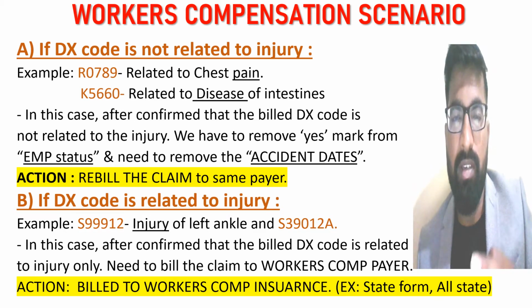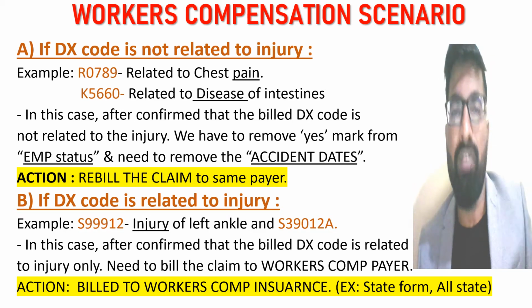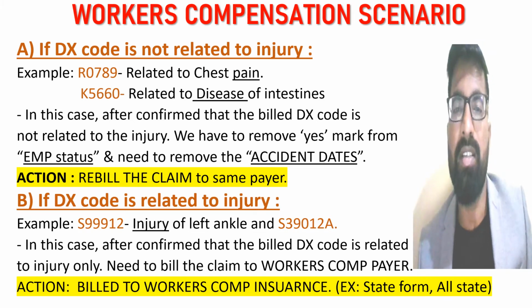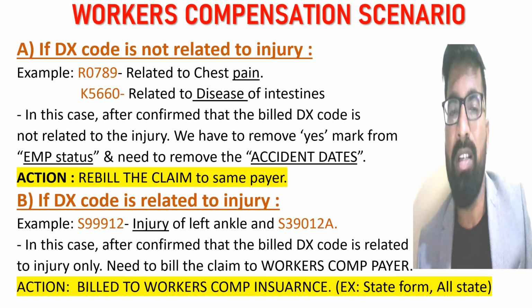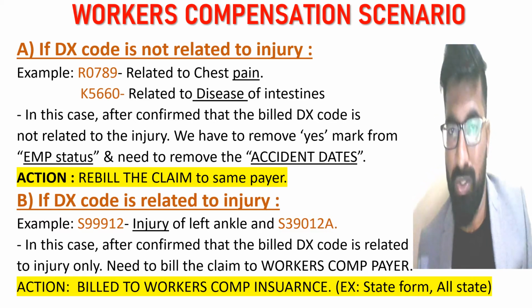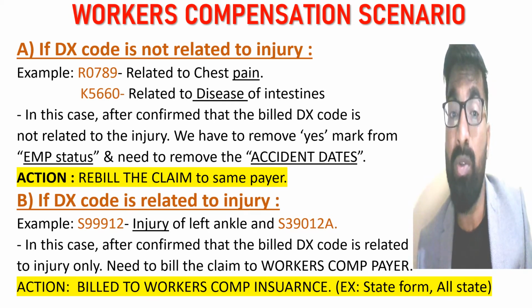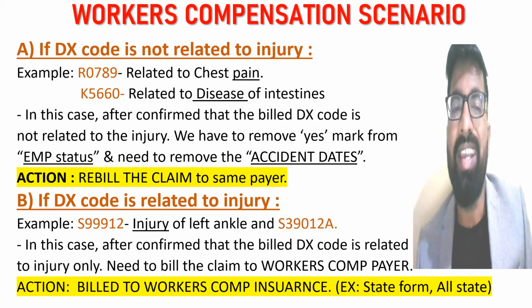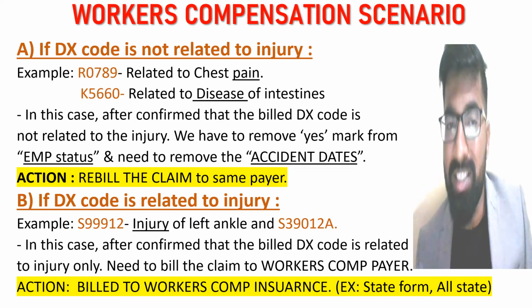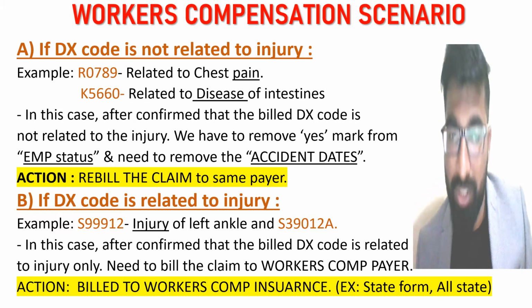Except S, if any other alphabet is billed to the insurance companies, then we have to understand that it is not related to injuries. So in the first case, I give an example: R as in Romeo 0789, which is related to chest pain, nothing but it is not related to the injury. And K5660 is related to a disease of the intestines, so it is also not related to the injury.